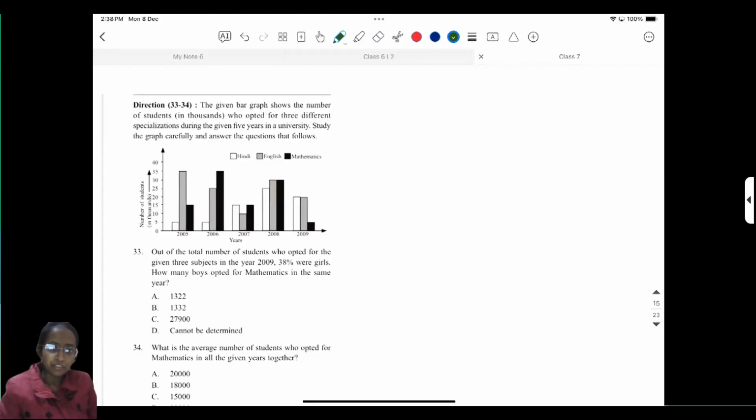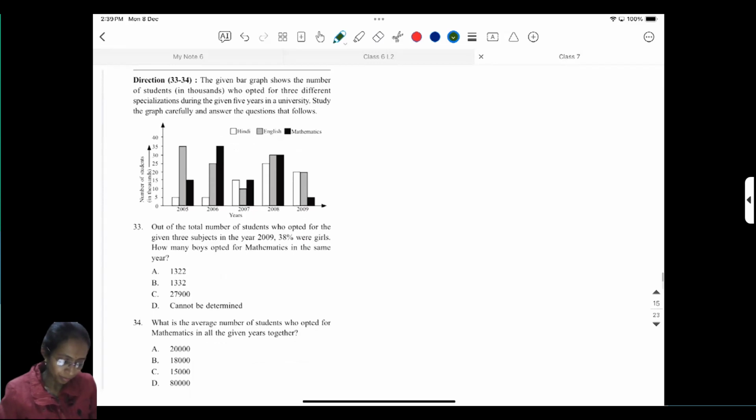The given bar graph shows the number of students who opted for 3 different specializations during the given 5 years in university. Study the graph carefully and answer the following questions. The first question based on the graph is: out of the total number of students who opted in the year 2009, 38% were girls, and how many boys opted for mathematics in the same year?